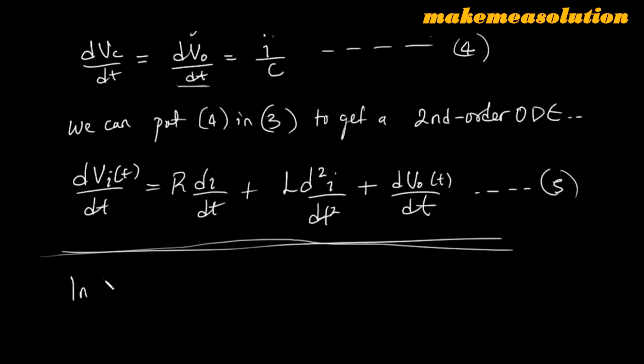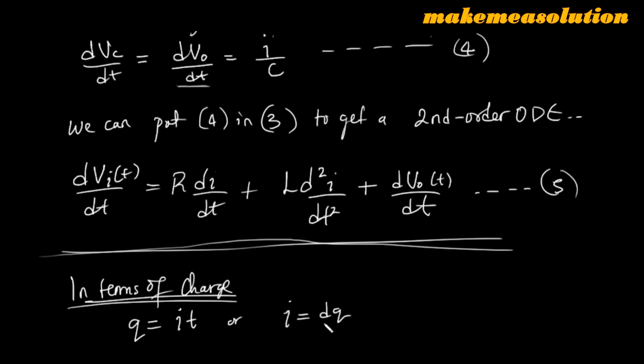So in terms of charge, you need to know that I is dq dt. All right, so this is the expression that we normally grow up with in physics. Charge is equal to current times time, but more practically in differential form, current is the rate of change of charge. Okay, rate of change of charge, I is equal to dq all over dt.